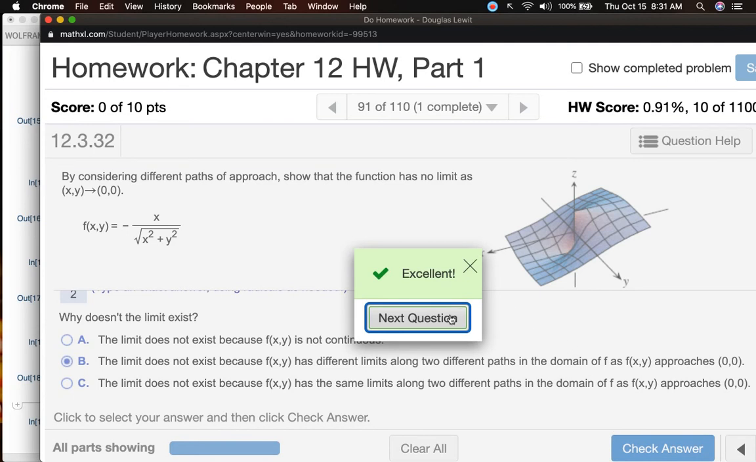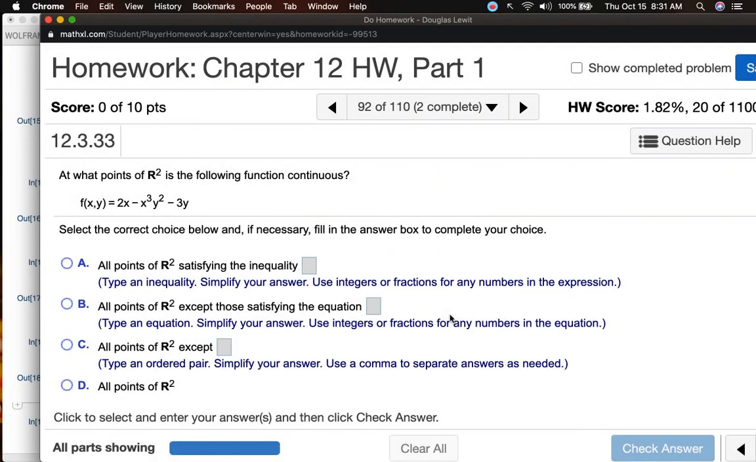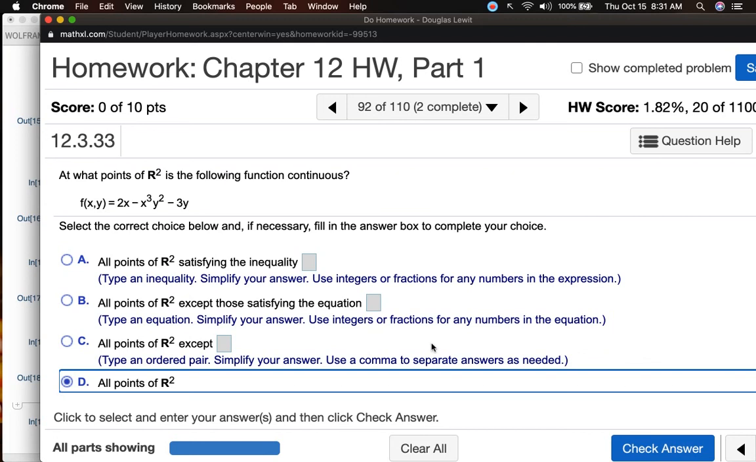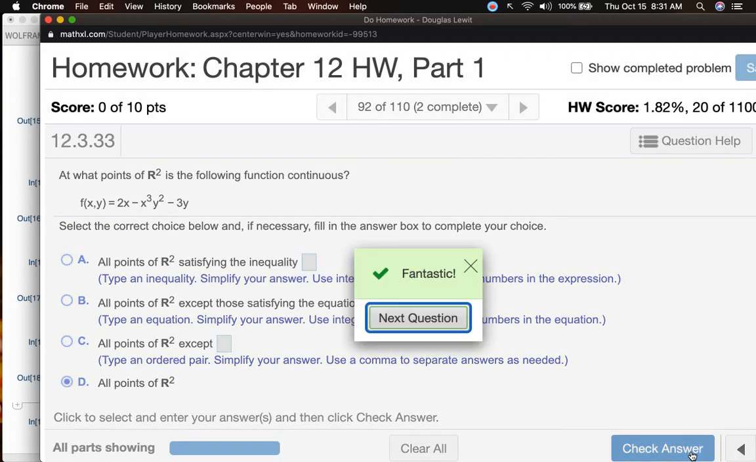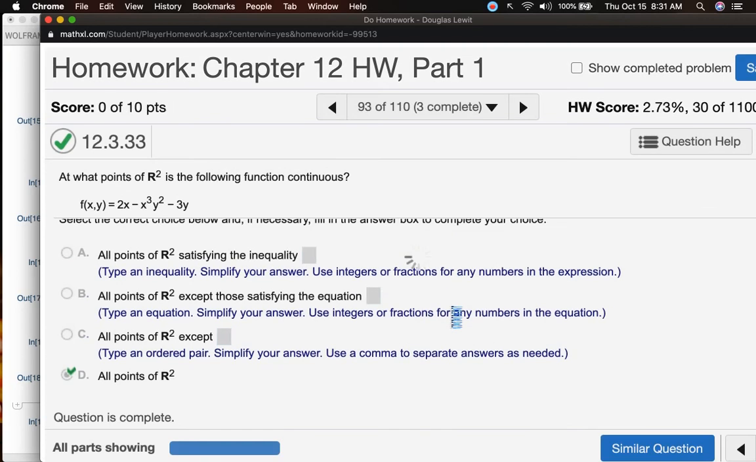Okay, so that's correct. Let's move on to the next question. At what points of R2 is the following function continuous? This is a polynomial function. Okay, I'm not taking the square root of any negative numbers. I'm not dividing by 0. So this should be continuous for all points in R2. And that should be correct. Okay. Next question.